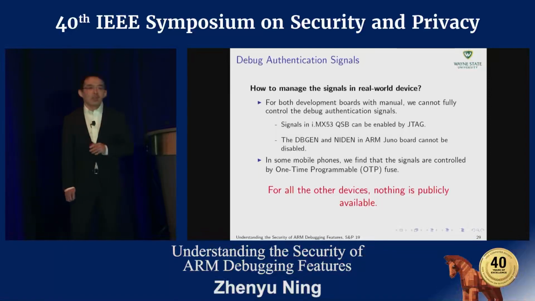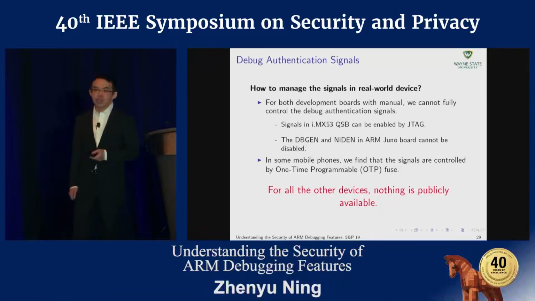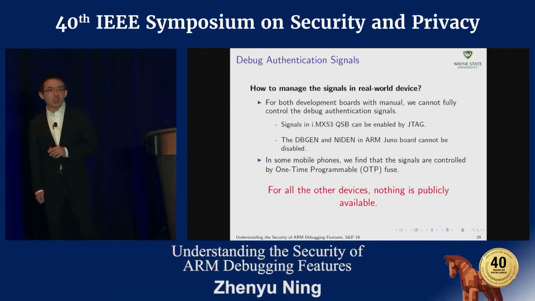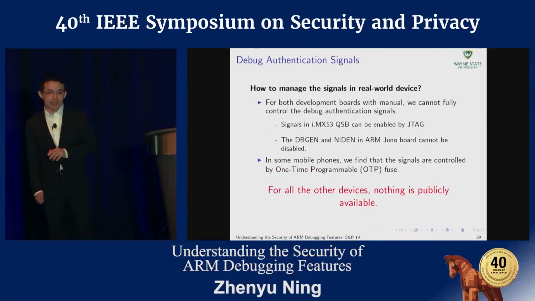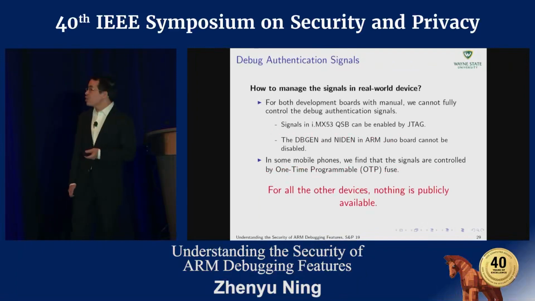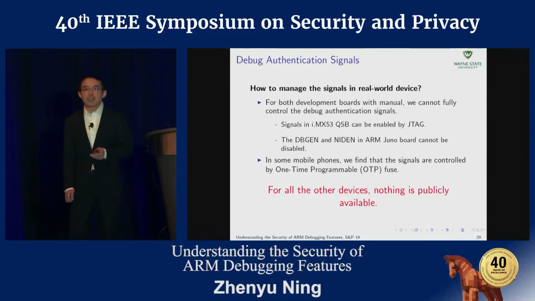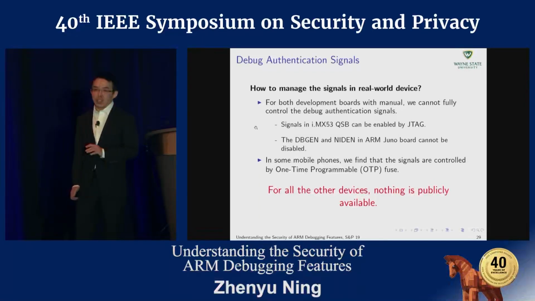And then we answer the second question, how to manage the signals in a real-world device. For this one, we try to survey the publicly available manuals of the devices. And also, we try to find the open source kernels for the devices. For the development boards, we have the manuals. But still, to the best of our knowledge, we can only control part of the debug authentication signals. And also, we find that in some mobile phones, the debug authentication signals are controlled by the one-time programmable fields. But for all the other devices, nothing about the debug authentication signals is publicly available.